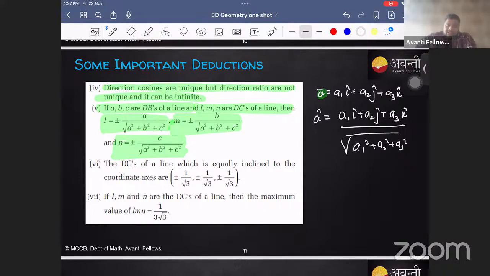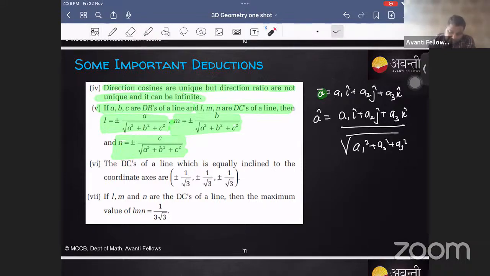But for the same vector, now if I convert it into a unit vector, this A1 upon under root of A1 square plus A2 square plus A3 square, A2 upon under root of A1 square plus A2 square plus A3 square, and A3 upon under root of A1 square plus A2 square plus A3 square is called what? Is called direction cosines. Because now you have converted it into a unit vector. So they are called direction cosines. All right.